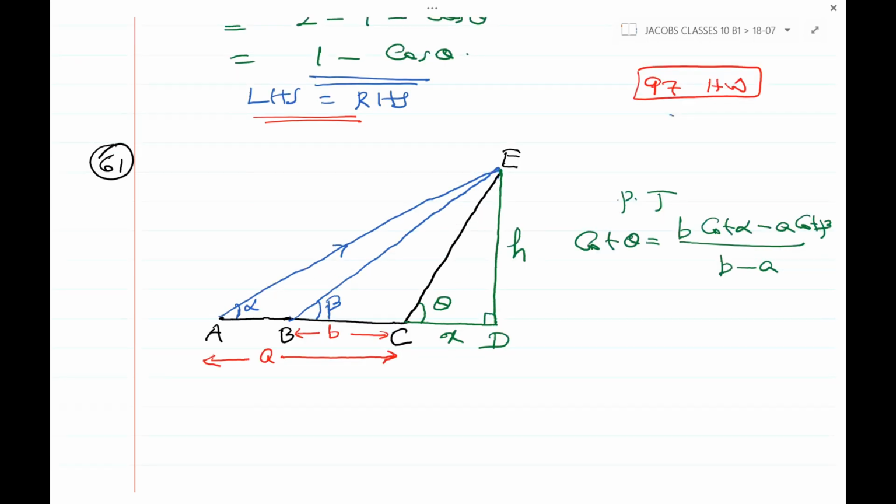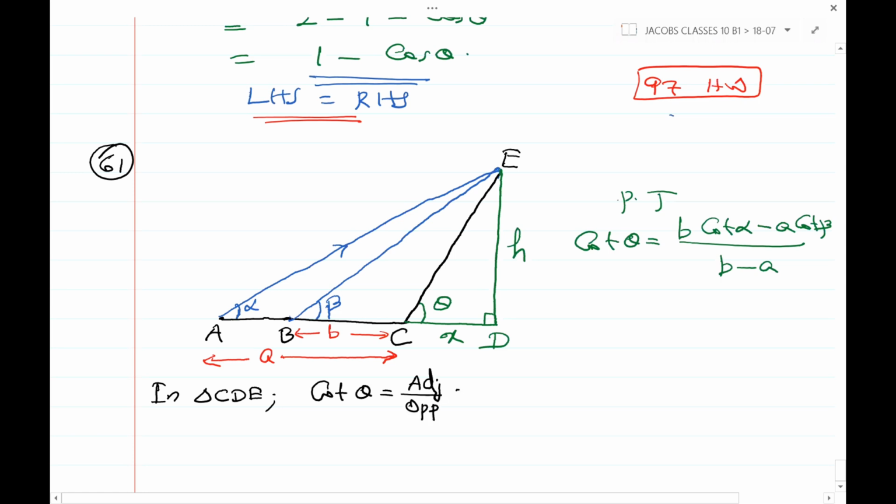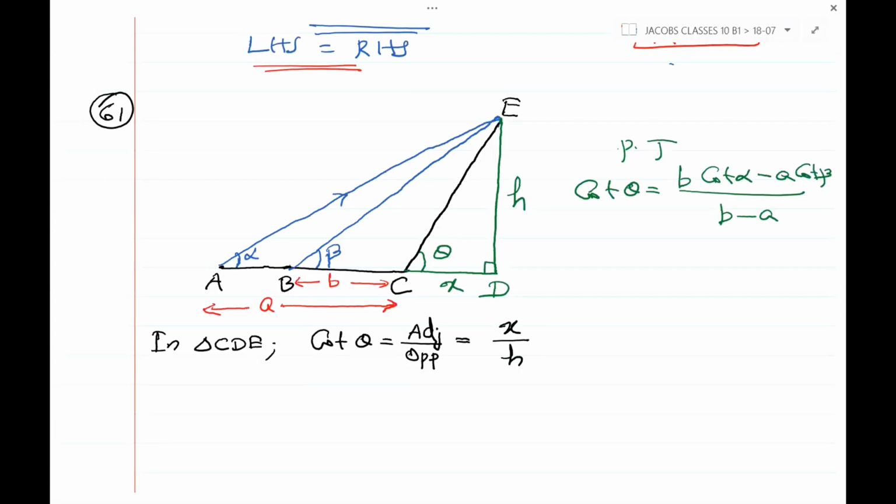Now I am going to take cot of these three angles: cot theta, cot alpha, cot beta. First, cot theta. Cot is adjacent side by opposite side. So in triangle CDE, cot theta is equal to adjacent side by opposite side, X by H. From here you will get X is equal to H cot theta. This is equation number 1.